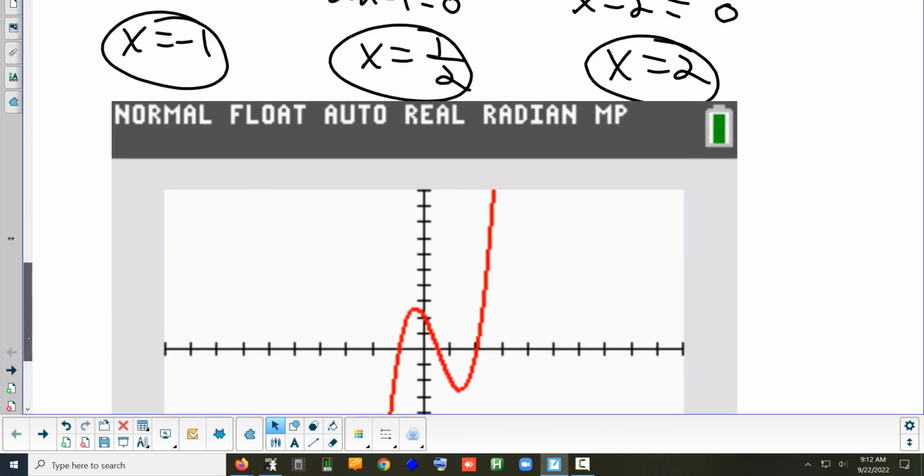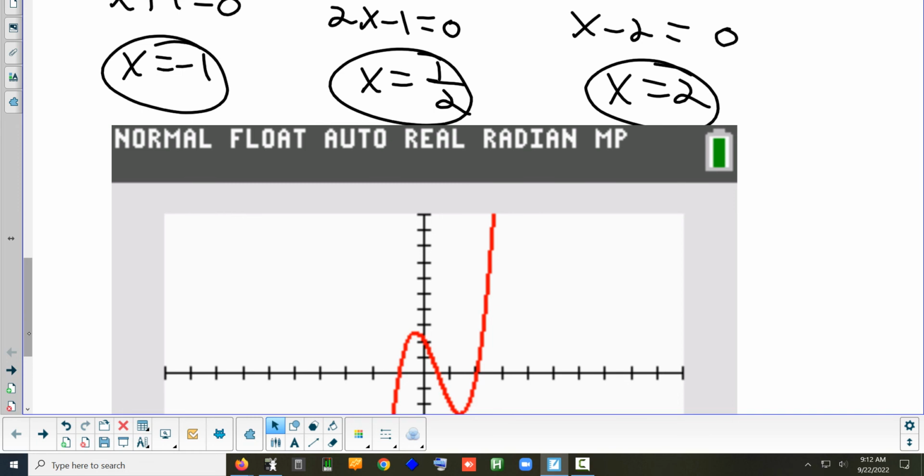So those 3 numbers that we found, negative 1, 1/2, and 2, those are called the zeros of the polynomial. They're also called the roots. They're also called the x-intercepts. Same thing.